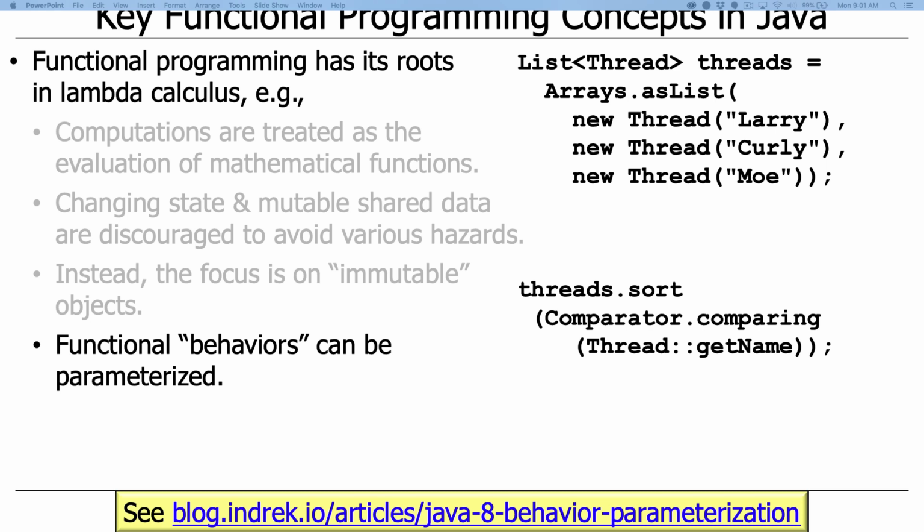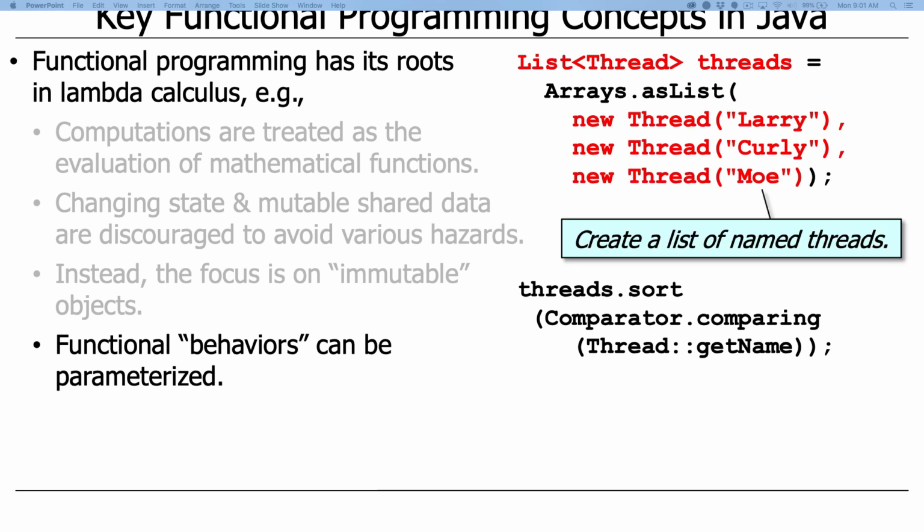Let's just take a very simple example here. We'll see lots and lots of examples as we go through the class. So here's an example of parameterizing behavior. We're going to make ourselves a list of threads, and we do that by saying Arrays.asList. Arrays is a helper class, called a utility class. We give it a list of threads, and it's going to take an array of something and make it into a list. As you can see, the threads are new Thread Larry, new Thread Curly, new Thread Mo.